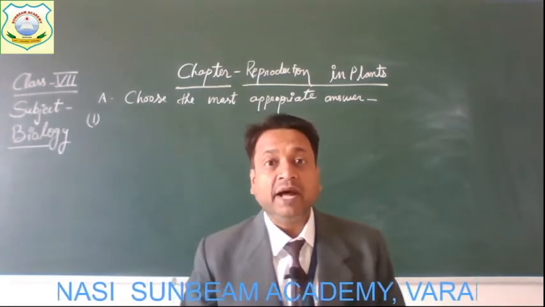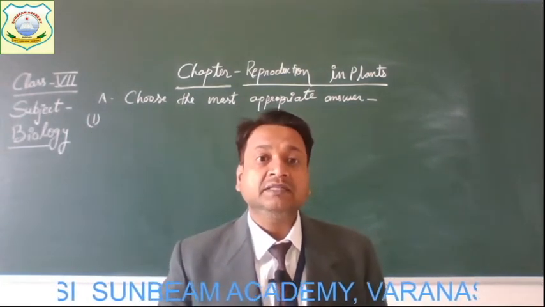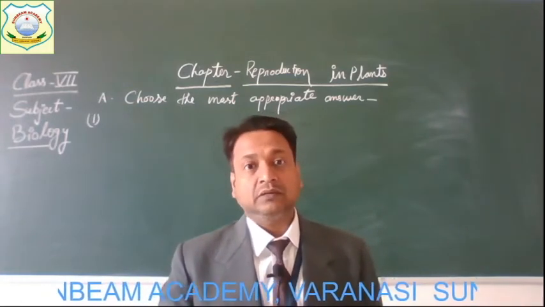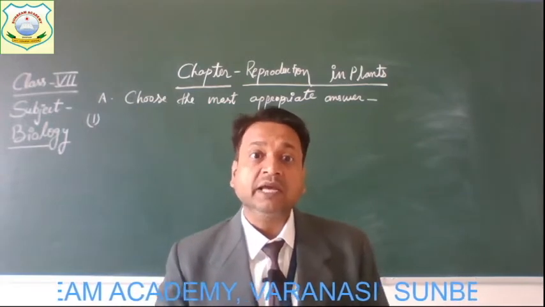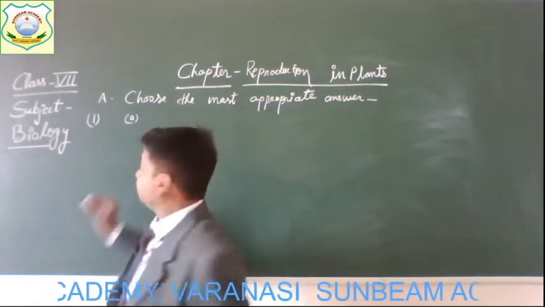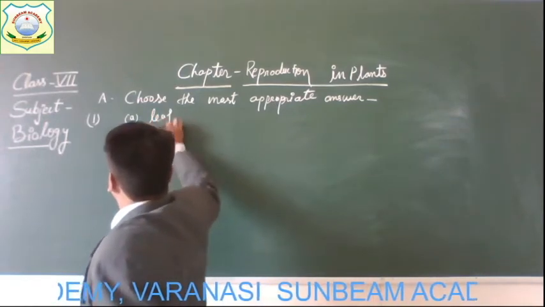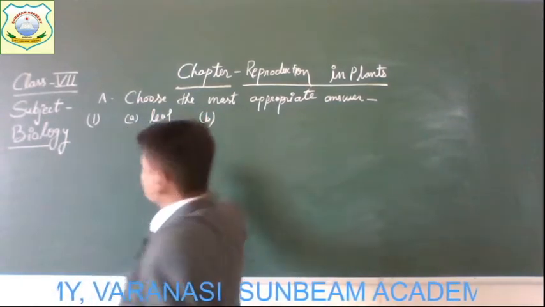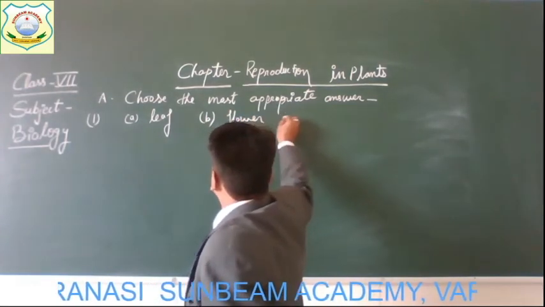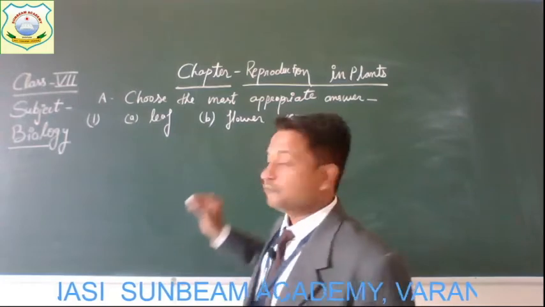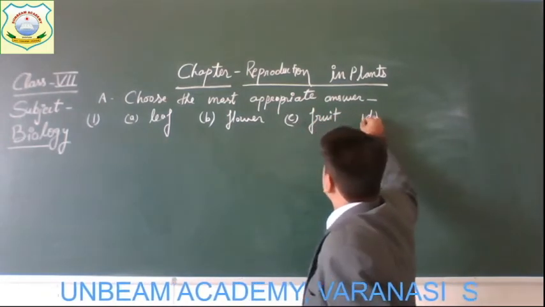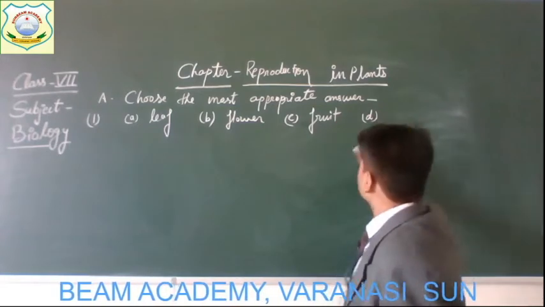Question number 1 is, in plants, sexual reproduction occurs in which of the following? The options are given: A, leaf; option B, flower; option C, fruit; and option D is stem.